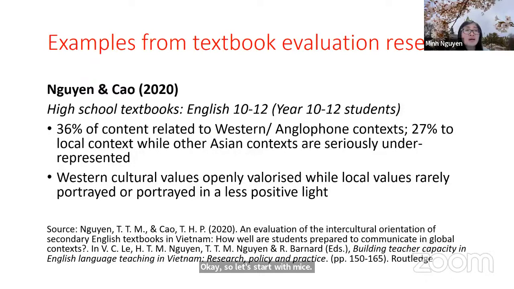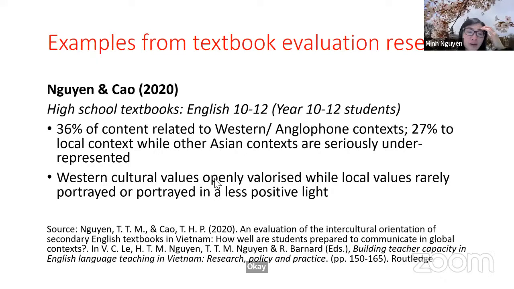In 2020, we looked at high school textbooks used in Vietnam, especially English 10 to 12, meaning English books for year 10 to year 12 students. So three series, English 10, English 11, and English 12. And those books are written by local authors in collaboration with Pearson Education.